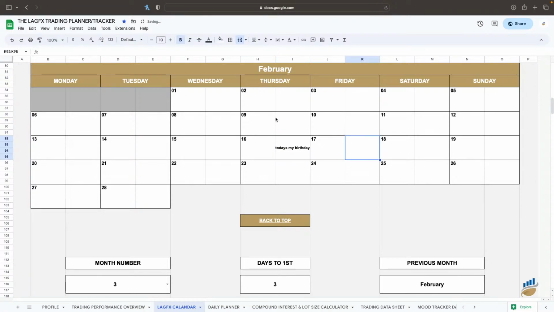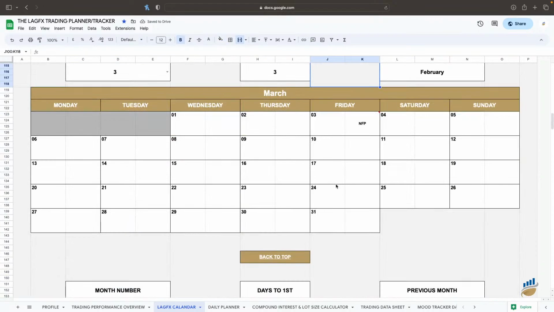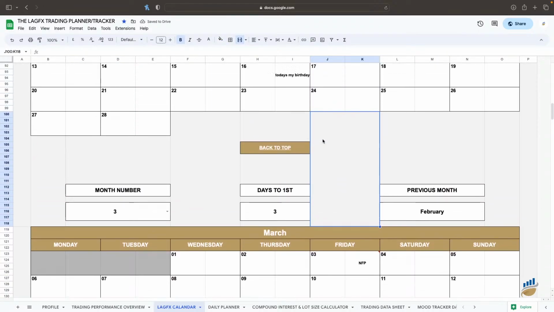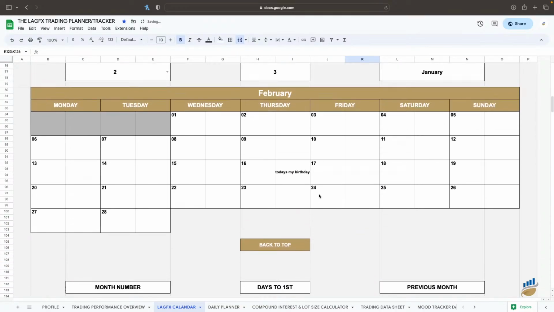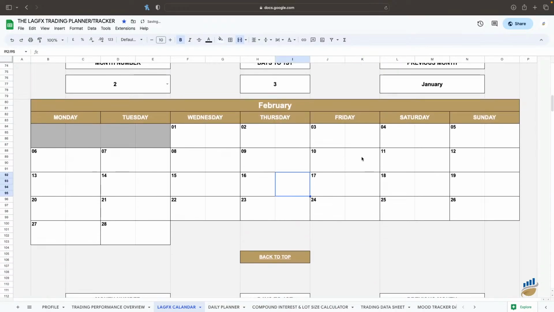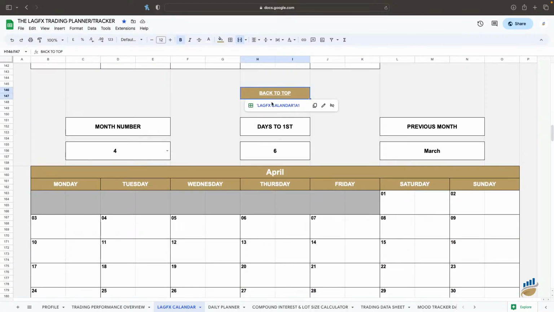We may have the NFP on the first Friday of every month, so it'll be the NFP here. You can put in the NFP there. It basically all correlates perfectly, and you can put in all this information if and when you need to. So the calendar is obviously very useful if you need to check on something.